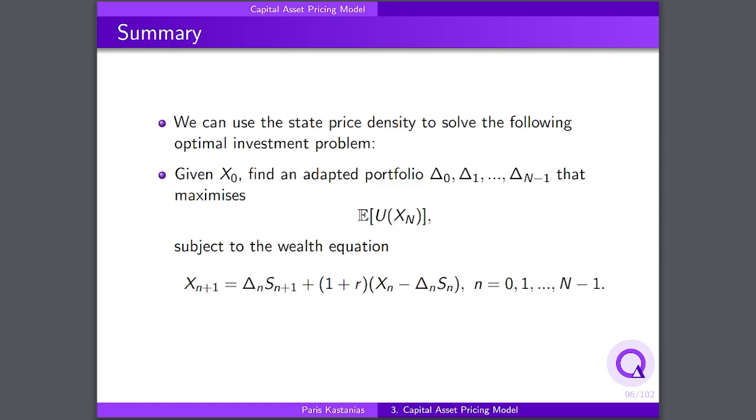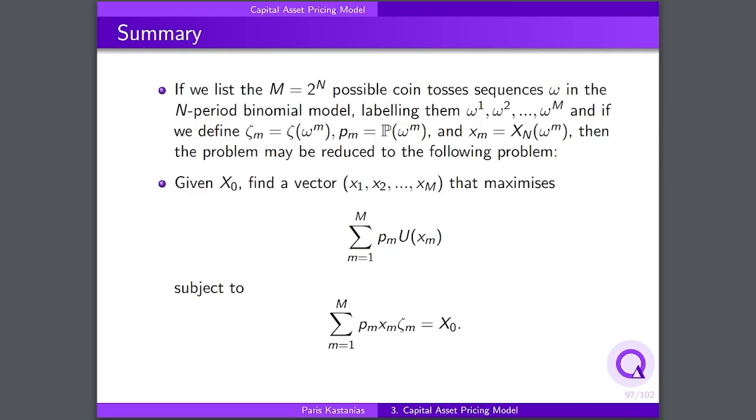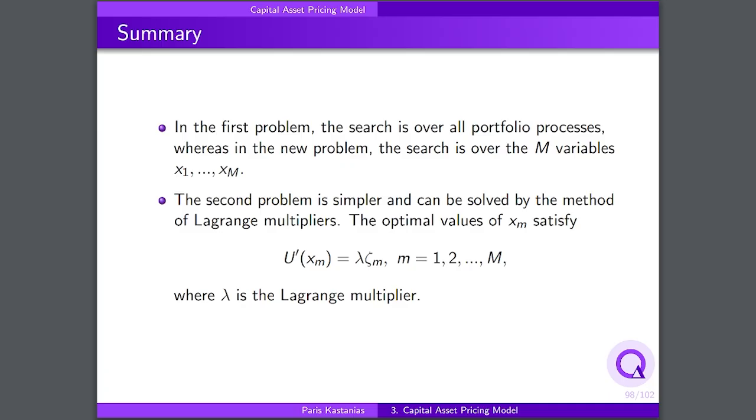We can use the state price density to solve the following optimal investment problem. Given the expectation of the utility function of XN, subject to the wealth equation, that one there, try to maximize that. What ends up happening is that we instead want to maximize the sum over m of p_m times the utility function of XN subject to the sum of these values here. Okay, and that's going to be equal to the initial wealth.